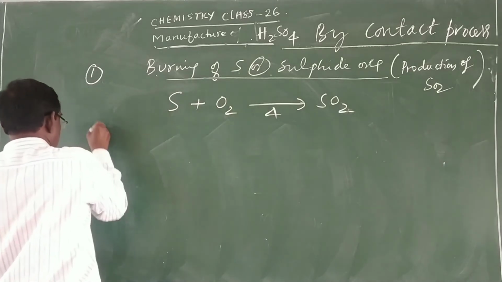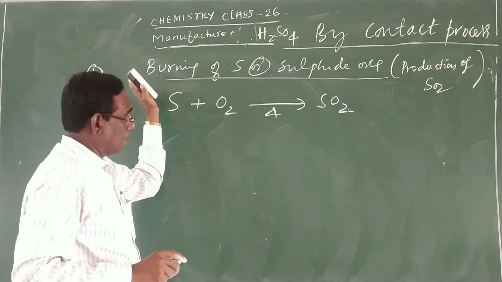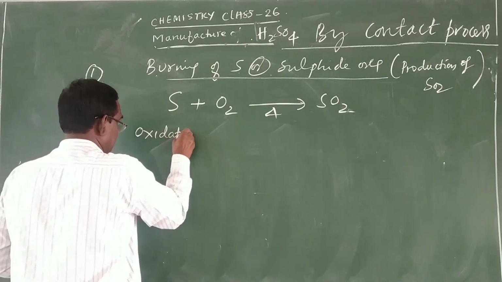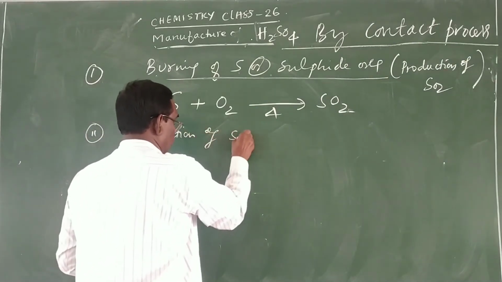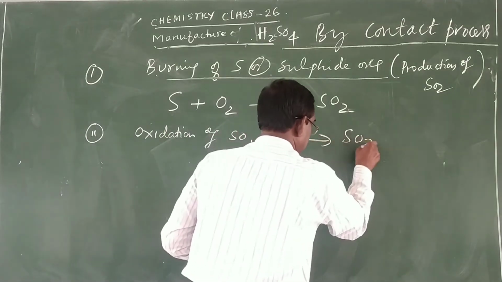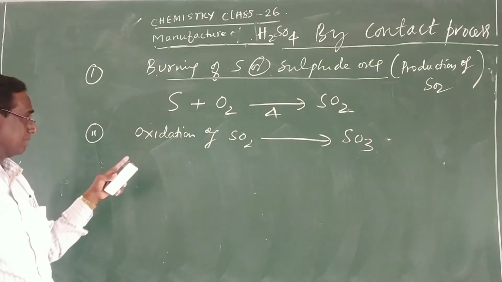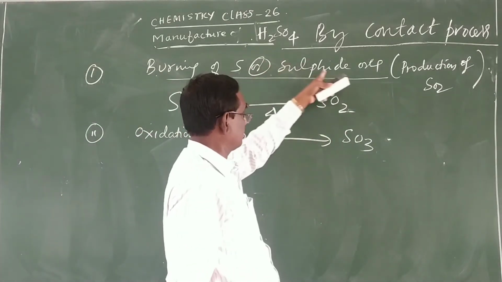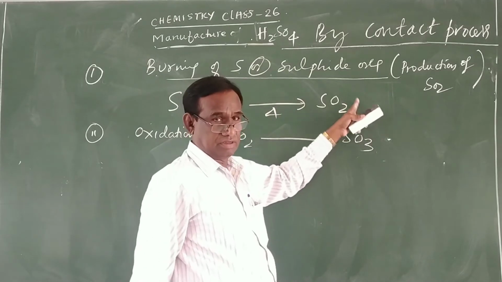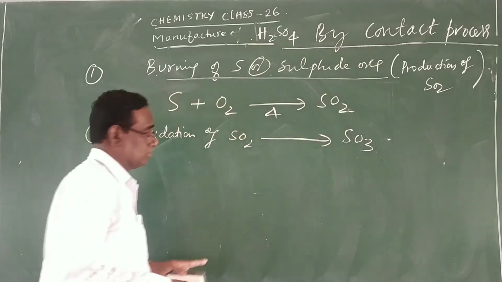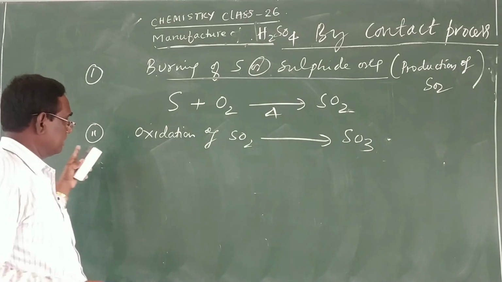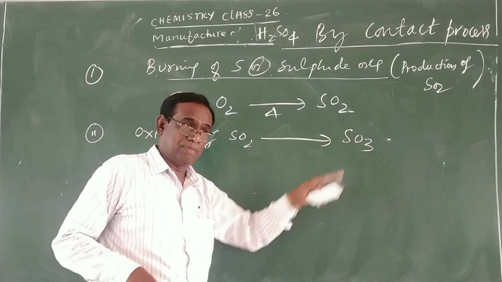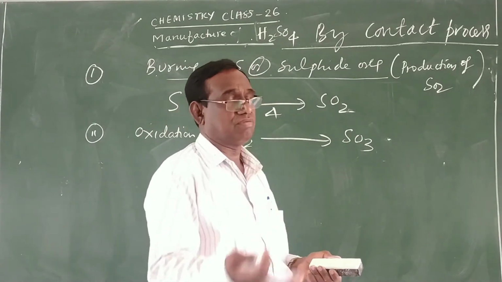So in the second step, that is oxidation of SO2 into SO3. What is the second step? Oxidation of SO2. The first step is burning of sulfur or sulfide ore, giving sulfur dioxide. That is the production of SO2. In the second step, this sulfur dioxide is purified, and then it is converted to SO3 by the process of oxidation.